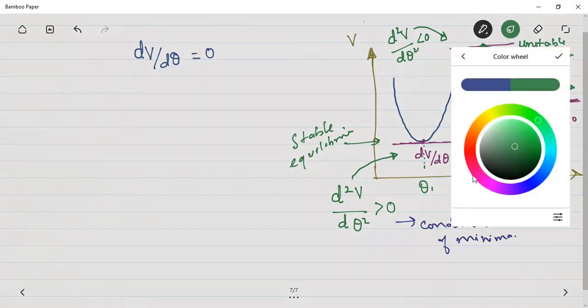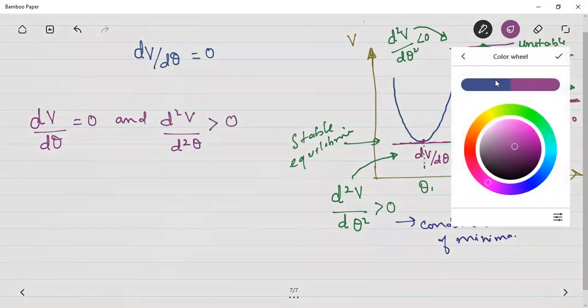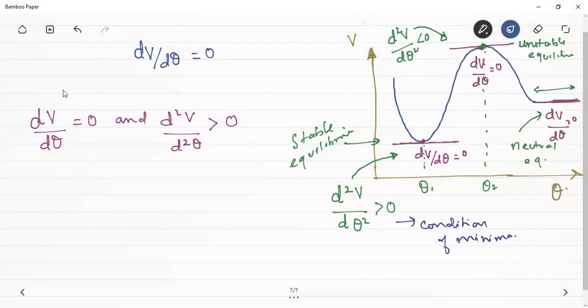So we can summarize these things. If dV by dx or dV by d theta, that is the first derivative of the potential energy with respect to the coordinate theta, is equal to 0, and d square V, that is the second derivative of the potential energy function with respect to theta, is greater than 0, then this gives us the condition for stable equilibrium.